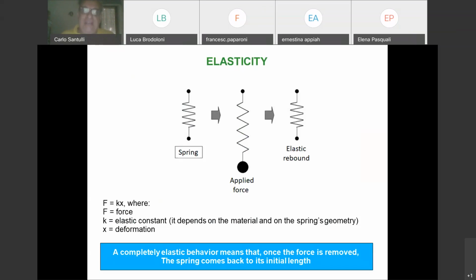The opposite of elastic, and I will repeat that a number of times, the contrary of elastic is plastic. If it doesn't rebound completely, if it doesn't come back to the exact shape it was, it is a little bit plastic. So we have a force, F, we have an elastic constant, which depends on the type of material of which the spring is made. Most springs are in metal, but there are now nylon springs, so plastic springs.